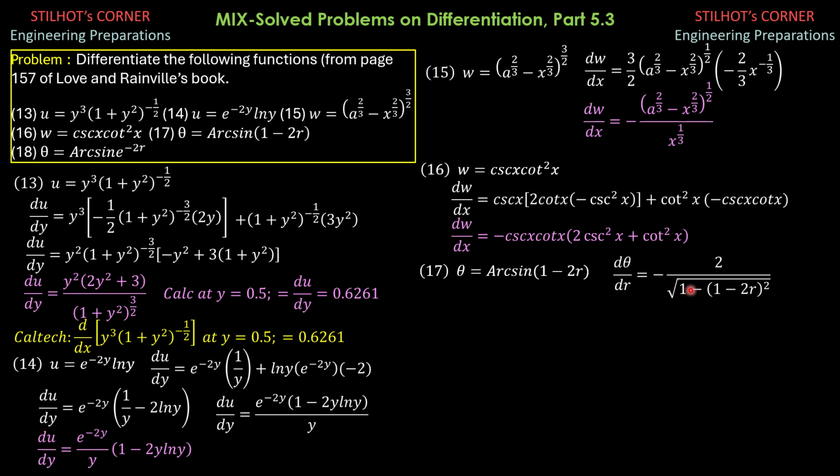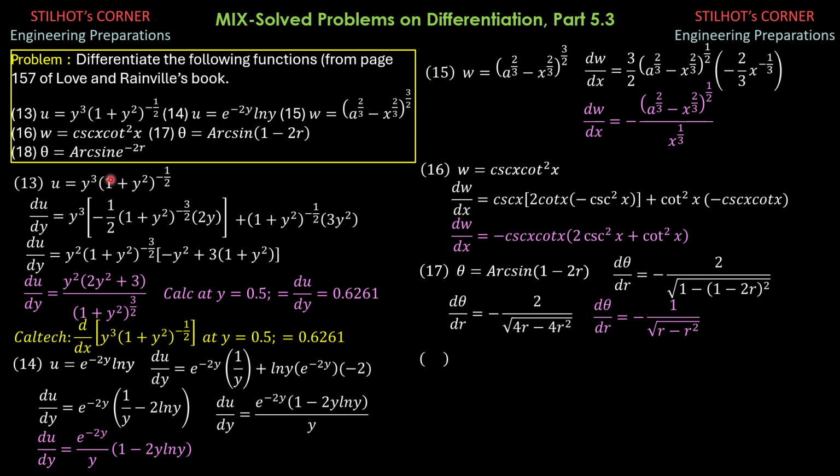If you simplify the radicand of the denominator, 1 will vanish. The middle term is positive 4r. The last term is negative 4r square. So this is d theta dr is negative of 2 over square root of 4r minus 4r square. Factor out 4, square root of 4 is 2, so cancel 2. So d theta dr is negative 1 over square root of r minus r square. Then check this using the calculator technique and using this approach here.